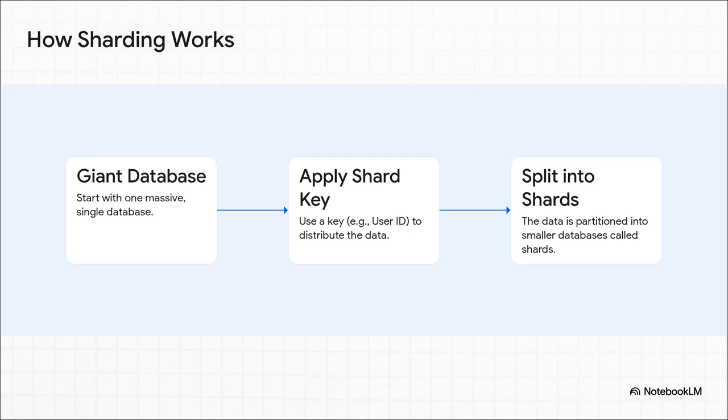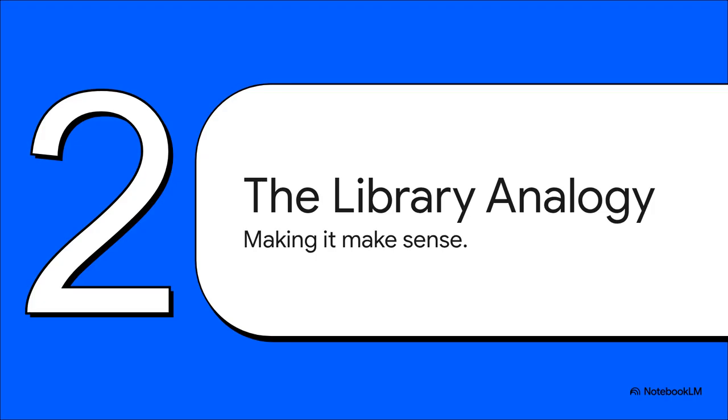But here's the clever part. It's not a random split. The system uses what's called a shard key, which is just a specific piece of data, maybe a user ID or a customer's location, to decide which shard each piece of information belongs to. So for example, all users with IDs from, say, 1 to a million might go into shard 1. Users from a million up to 2 million go into shard 2. You get the idea.